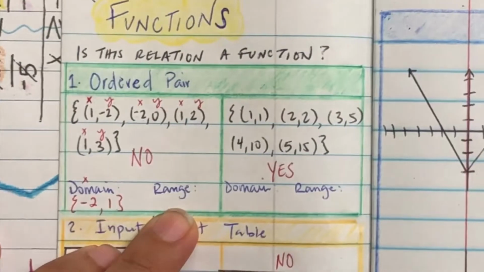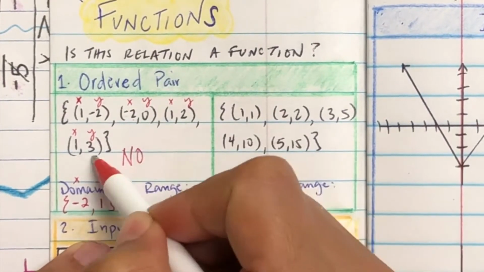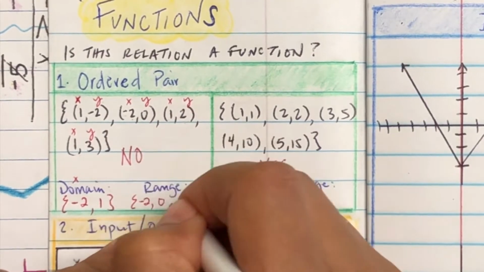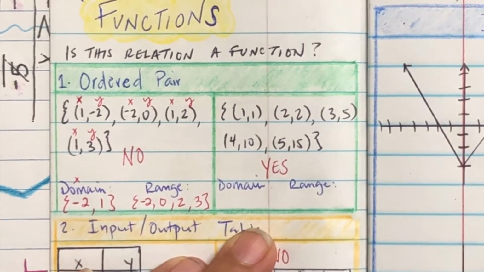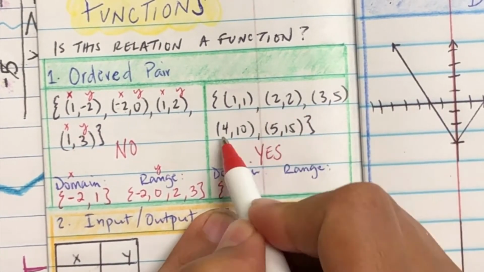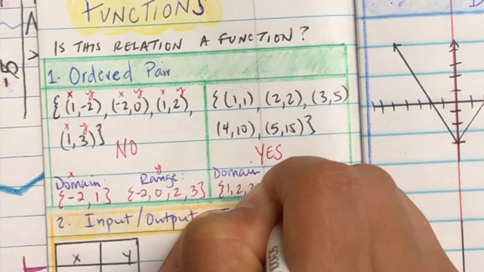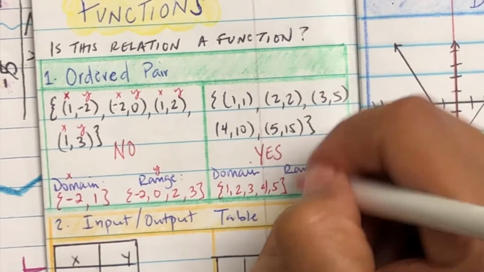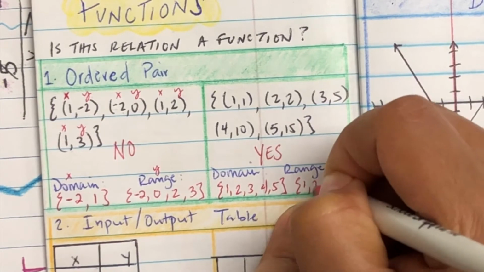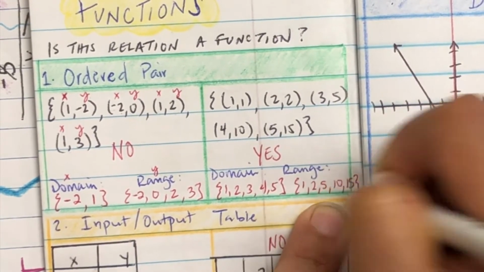The range is the y value. So look only at your y's. Put them in order, not repeated. So you have -2, you have 0, then you have 2, and then you have 3. This is a listening check. Color in the no above the range. Again, domain is x. So in order, your x values are 1, 2, 3, 4, 5, because they don't repeat. Your range in order, so 1, 2, 5, 10, 15. They're already written in order.